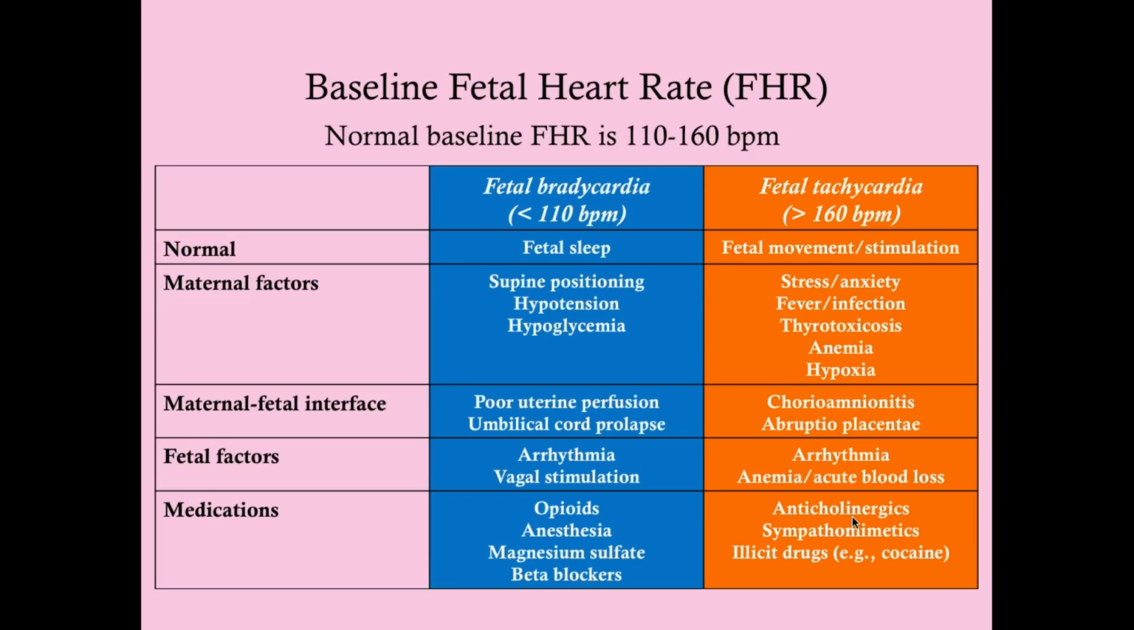Medications can be things like anticholinergics. Benadryl, very commonly used drug, has some anticholinergic activity. Sympathomimetics and illicit drugs, for instance, cocaine, amphetamines, etc. So you look at the heart rate and you think, well, it's abnormal, so there must be something wrong. Well, not necessarily. Usually an abnormality of the baseline fetal heart rate, bradycardia or tachycardia, is totally benign as long as it's not very severe and there's good variability. So we'll look at what variability is in a few seconds here.